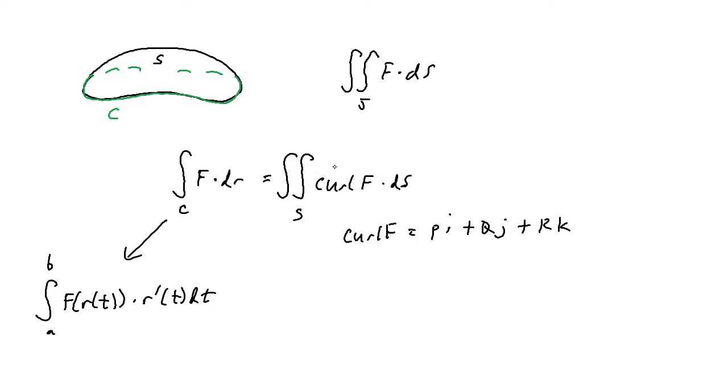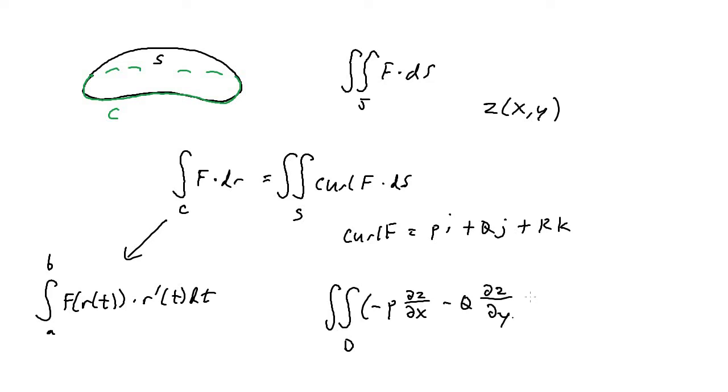Then we can go ahead and use the formula, where if we are also given a function z in terms of x and y, we can use the formula double integral described by the region D of negative P times the partial derivative of z with respect to x minus Q times the partial derivative of z with respect to y, and then plus R times dA. So once again, remember, same exact formula as the flux integral, but instead of finding f, we have to find the curl of f first. Then we can go ahead and evaluate like the flux integral.